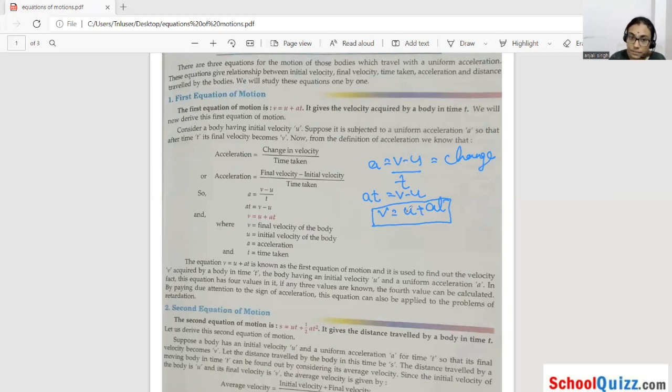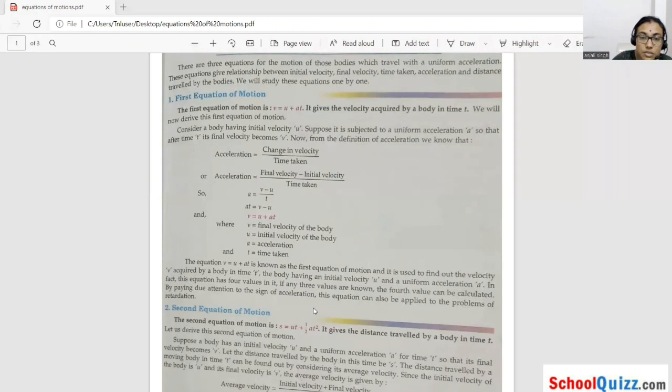Clear? Okay, so now we'll move towards the second equation of motion.